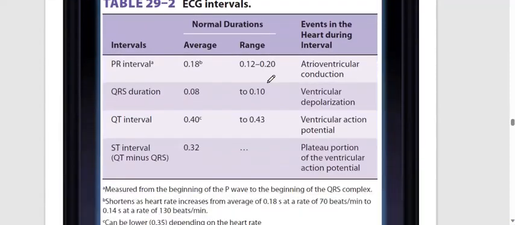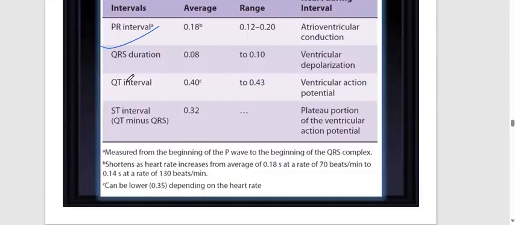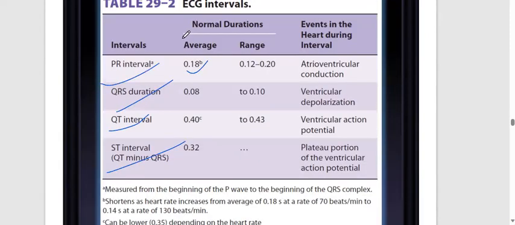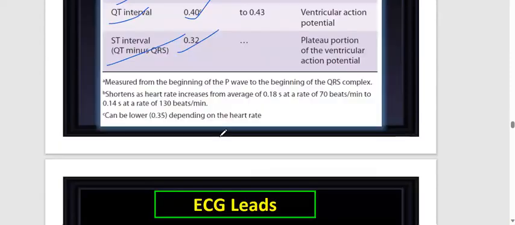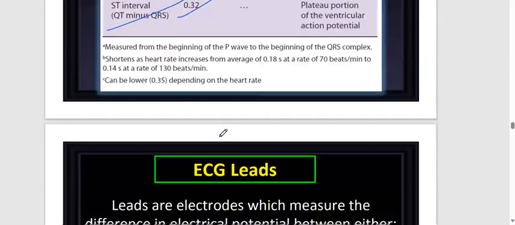Okay. So how much duration will the ECG take? This is box-wise what we are understanding. But according to the ECG, there is the PR interval, QRS duration, QT interval, ST interval. So on average each wave takes these normal times: 0.12 to 0.20 seconds, 0.08 seconds, 0.4, 0.32.